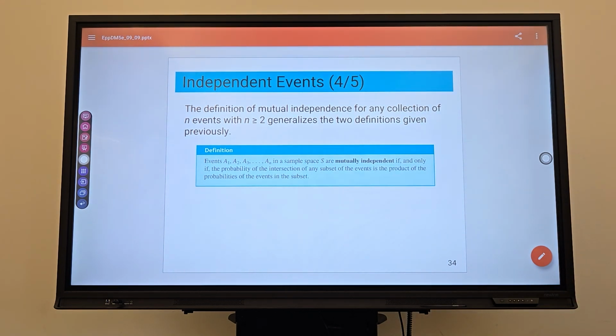The definition of mutual independence for any collection of n events with n greater than 2 generalizes the 2 definitions given previously. Events A1, A2, A3, through An in the sample space S are mutually independent if and only if the probability of the intersection of any subset of the events is the product of the probabilities of the events in the subset.